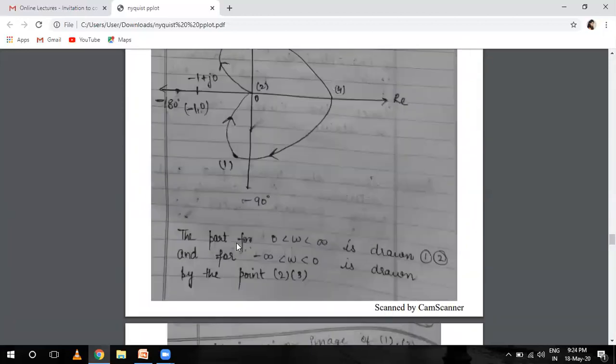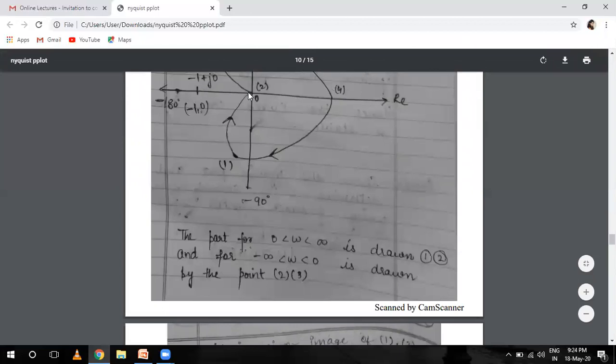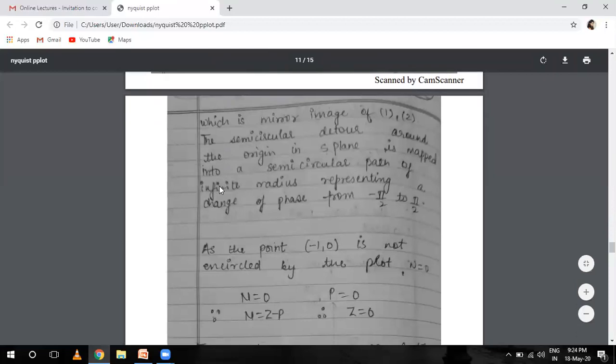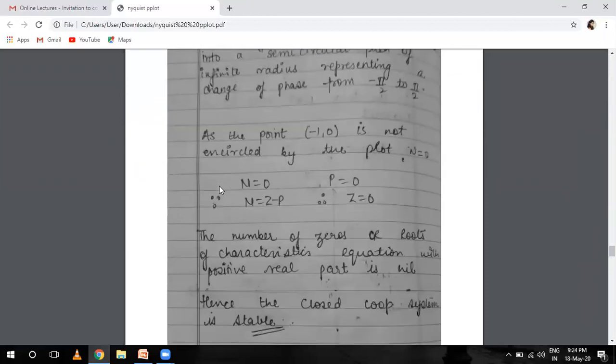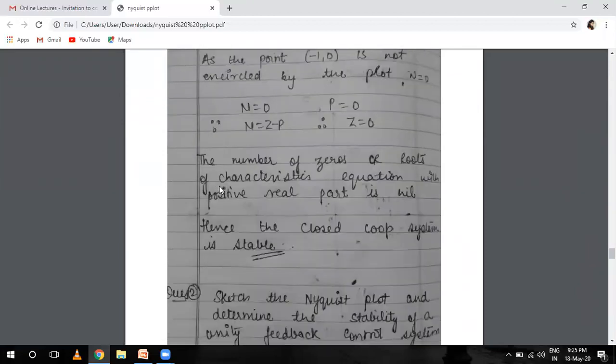अब देखिए जो माइनस वन जीरो है ये पॉइंट, ये इस प्लॉट के अंदर नहीं आया, कहाँ आया ये प्लॉट बाहर, and the stability is what: when this point lies outside this plot then the system is stable, if it lies inside then the system is unstable. So this system, N = 0, P = 0, N = Z - P, Z = 0. The number of the zeros or the roots of the characteristic equation with positive real part is nil. Hence the closed loop system is stable. Because वो point वैसे भी उसके अंदर lie नहीं कर रहा, तो वहां पर क्या हो जाएगा सिस्टम मेरा स्टेबल हो जाएगा क्योंकि वो पॉइंट बाहर है.